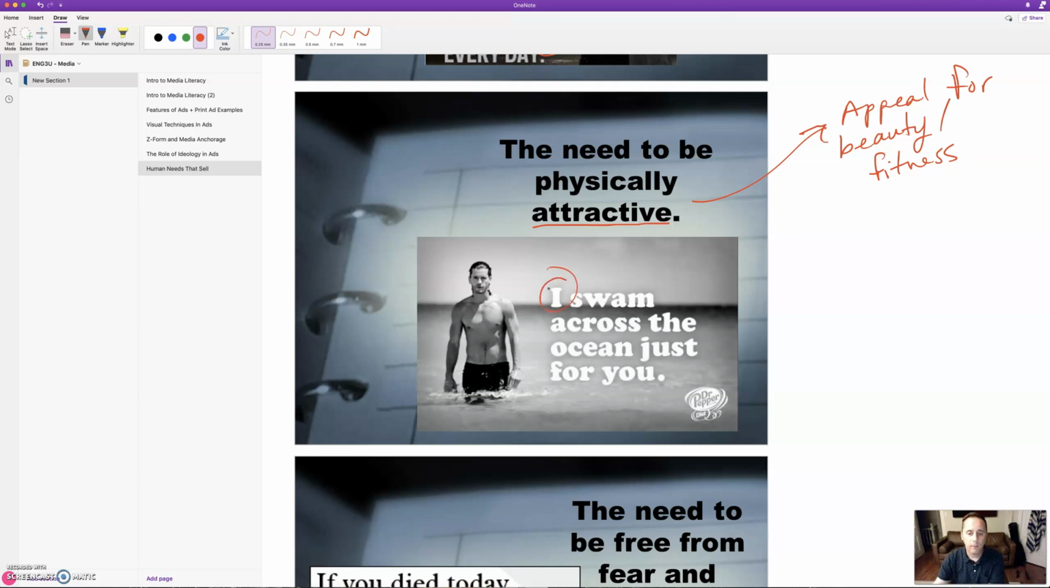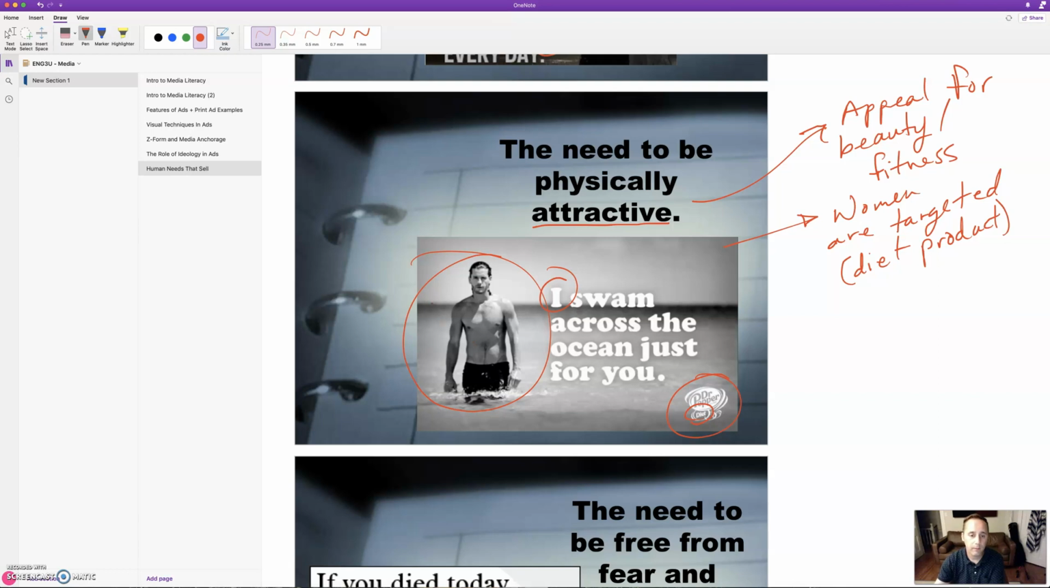So who's saying this? "I swam across the ocean just for you." Who's this? Well, this male model. So if he swam across the ocean just for you, who might the target audience actually be? Yeah, in this case, women are being targeted. And we can see a little bit of bias in that because this is Diet Dr Pepper. So a diet product.